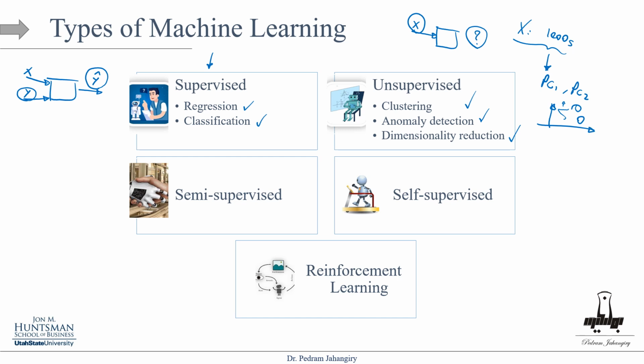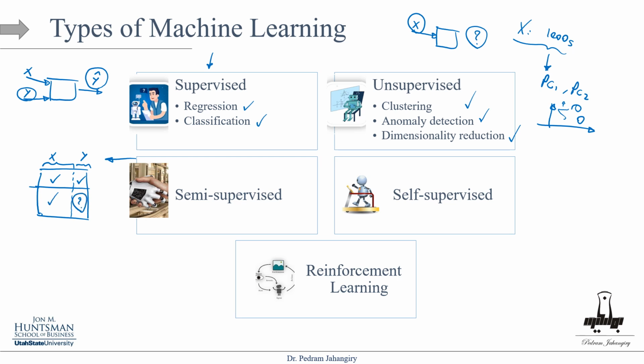The third one is semi-supervised. Semi-supervised is a combination of supervised and unsupervised. The way it works is like this. Imagine these are your features and this is your target variable. For part of the data, let's say for this part, we do have both the features and the labels. But for the majority of the data, you only have the X's, you have the features, you do not have the labels.